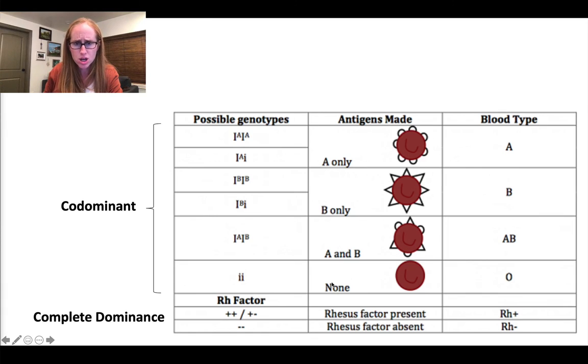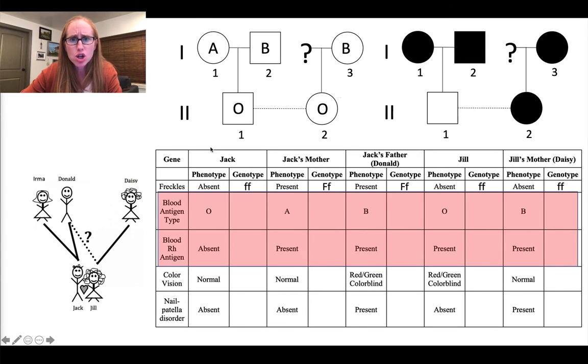Okay, so going back to Jack and Jill, let's just do the ABO for now. There's a lot we can tell about their genotype. We know their phenotype, so what's their genotype? The first thing we can tell is that anybody who's type O is going to be little i, so we can label those. If Jack is little i, and both of his parents are A or B, what do we know about their genotypes? We know that they're carrying a little i. Same thing with Daisy. Okay, so these are the genotypes for our blood types.